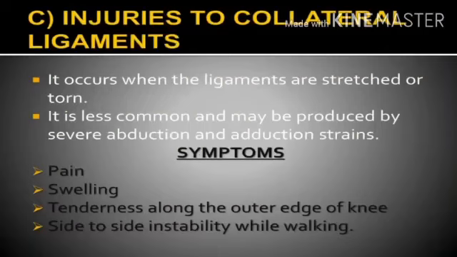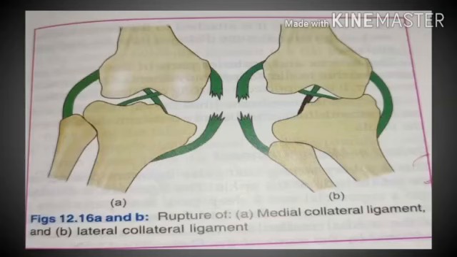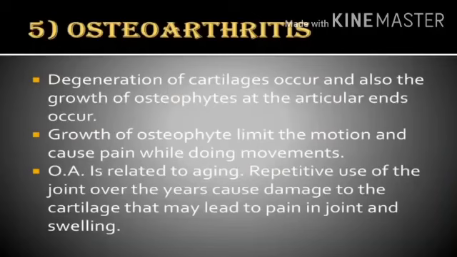Now third comes injuries to collateral ligament. It occurs when the ligaments are stretched or torn. It is less common and may be produced by severe abduction and adduction strains. Symptoms are obviously pain, swelling, tenderness along the outer edge of the knee, and side-to-side instability while walking. Improper stability or instability while walking.